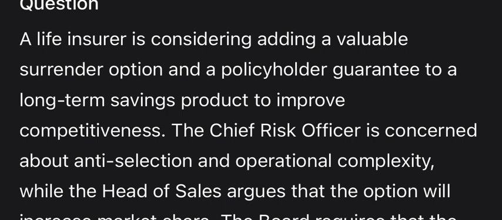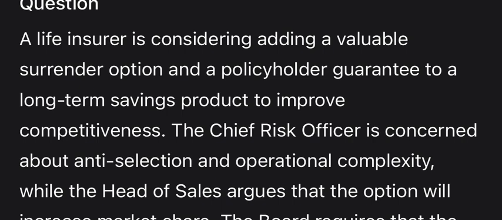Section 2. Logic breakdown. 1. The actuarial control cycle specification. Start by identifying the conflict between the head of sales, growth, and the CRO, risk. The problem specification must define the technical price of the guarantee, including the cost of capital.